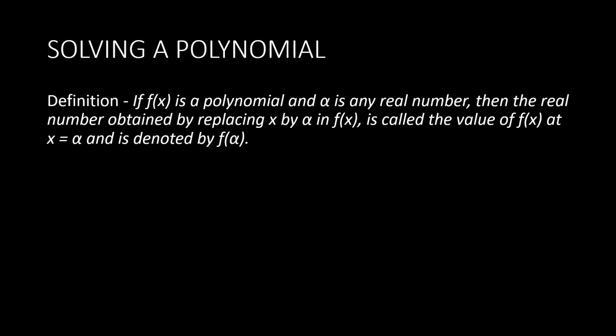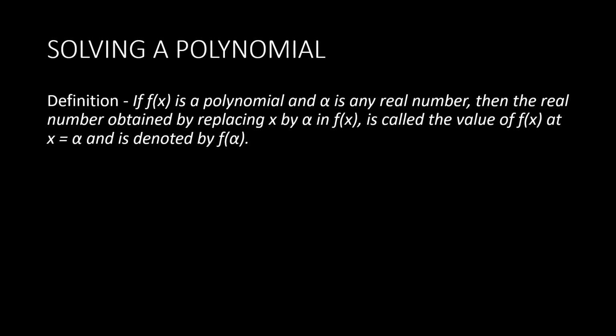So this is the last topic of this lecture, and very important: solving a polynomial. What does solving a polynomial really mean? All right. So the definition goes like this: if f of x is a polynomial and alpha is any real number, then the real number obtained by replacing x by alpha in f of x is called value of f of x at x equals alpha, and is denoted by f of alpha. Extremely confusing. Let's break it down.